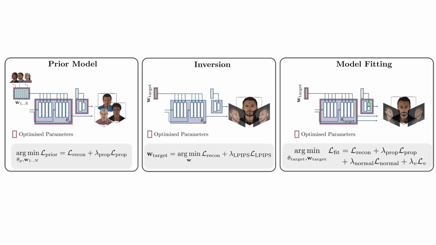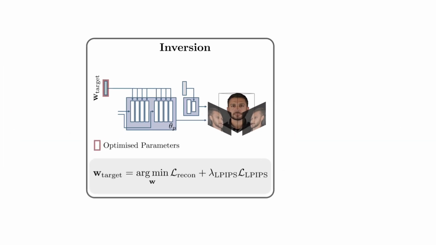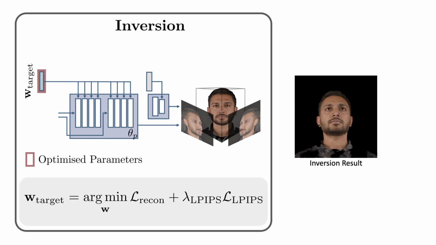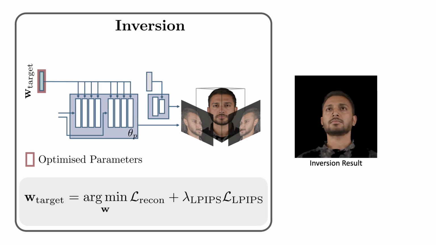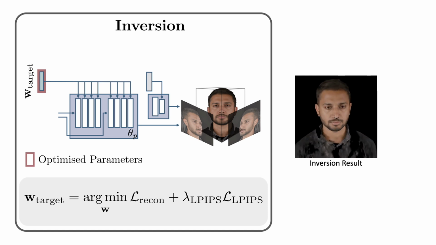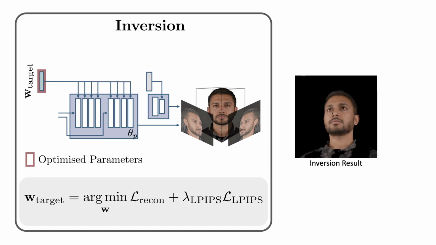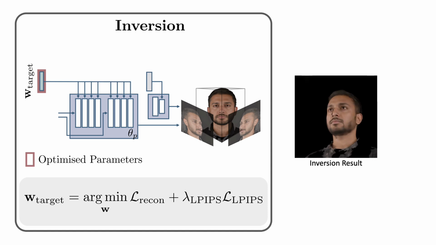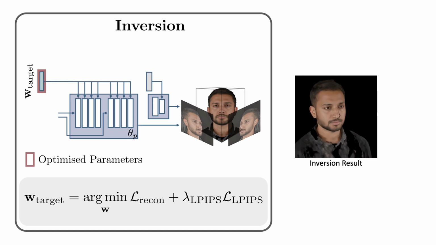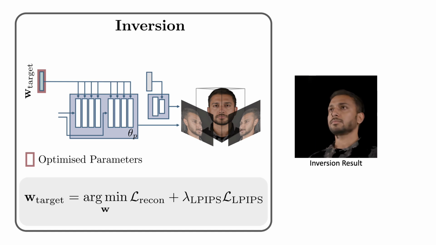After training the prior model, we fine-tune it given sparse inputs. The first step is finding a good initialization by inversion. This step is crucial to avoid geometry artifacts. The inversion only optimizes the target latent code while keeping the model weights frozen. The output after inversion matches the overall geometry of the target subject, but lacks details. The details are added in the last step.